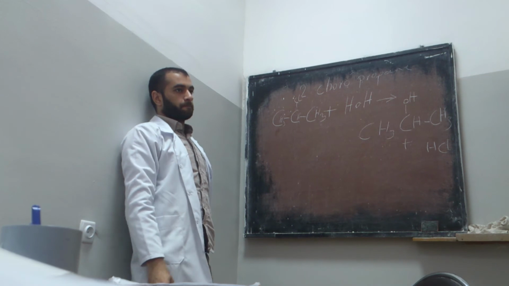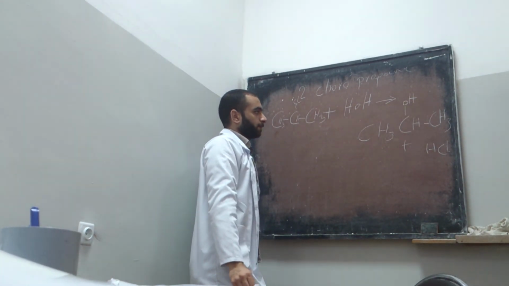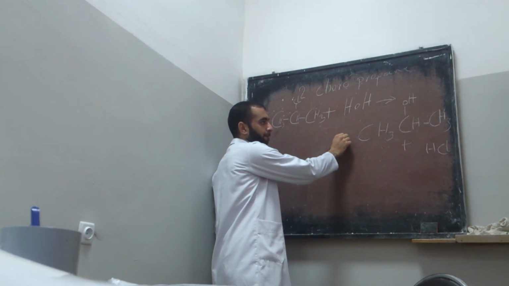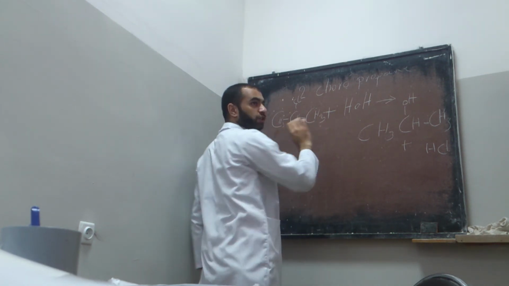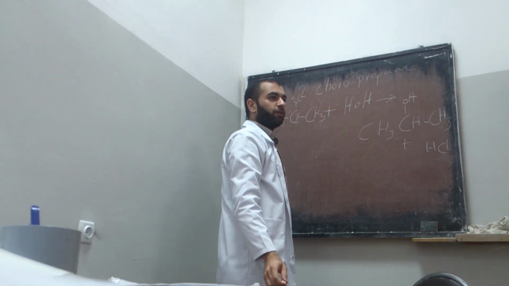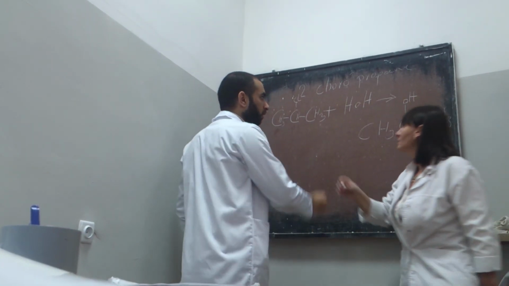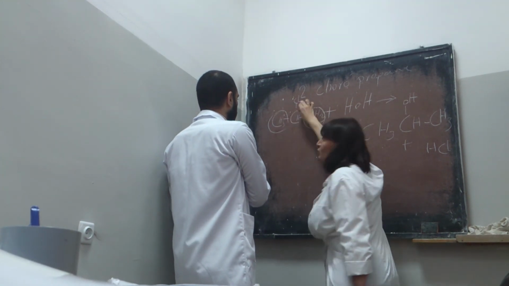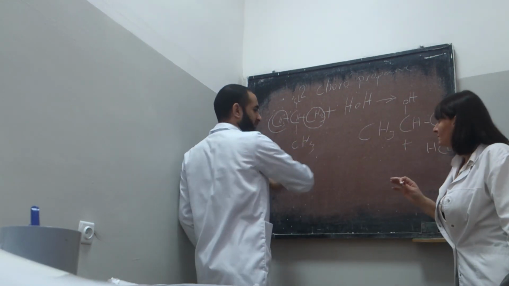Now tell me please, is your alkyl halide primary, secondary, or tertiary? The reactant. Secondary. Because the carbon which is bonded with chlorine or halogen has 2 radicals, so it is secondary. So you have a secondary alkyl halide.